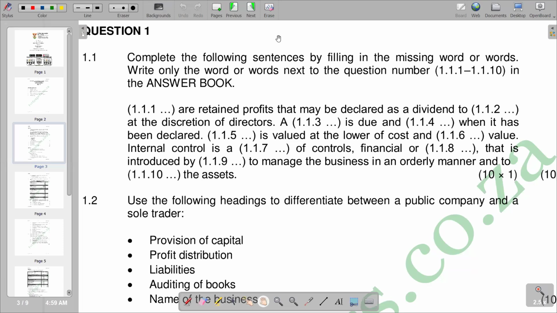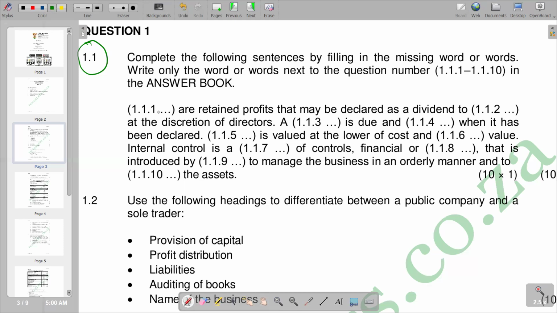In this video, we want to look at a question which is on missing words. This is a question from the June 2018 question paper. So this is question 1, and we are only going to look at question 1.1 in particular for this video. The question reads: complete the following sentence by filling in the missing word or words. Write only the word or words next to the question number, that is 1.1.1 up to 1.1.10, in the answer book. So you are given a text there.